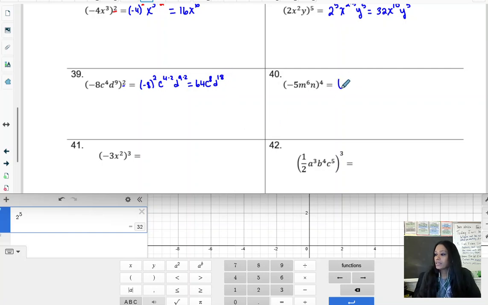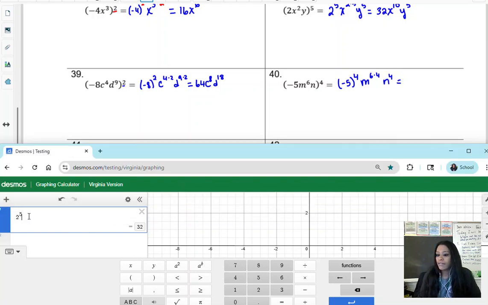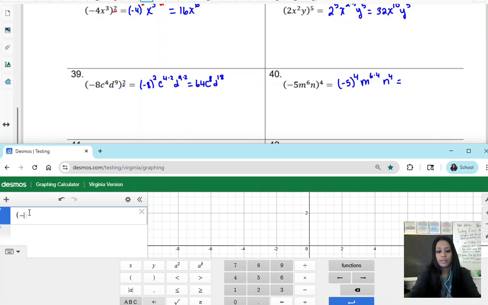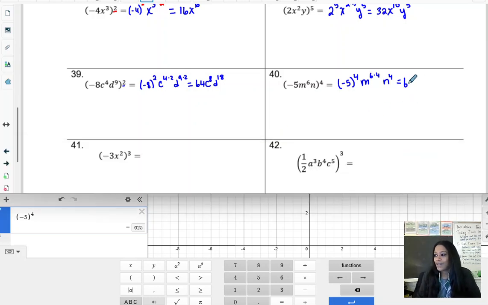All right, negative 5 to the power of 4, m to the power of 6 times 4, and then n to the power of just 4. Negative 5 to the power of 4 is 625, because that's 5 times 5 times 5 times 5.